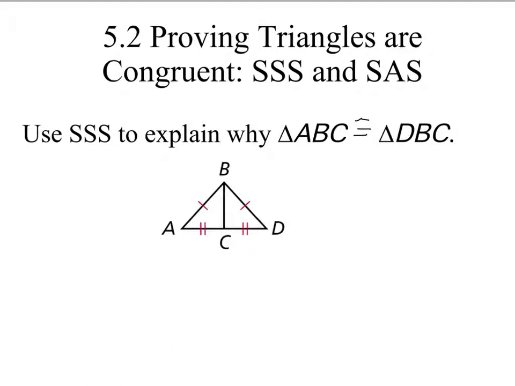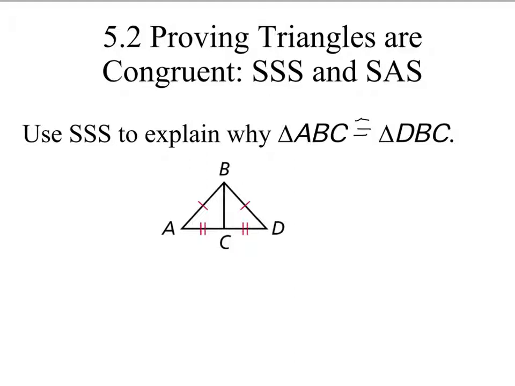You don't have to write this down, but pay attention because it is very, very important. You will be using a lot of previous properties, previous postulates, and previous theorems that we have talked about in this class. Everything that we have learned from chapter 1 through chapter 4 and even 5.1 you will be using, so you do need to remember that. It says, use side, side, side to explain why triangle ABC is congruent to triangle DBC.